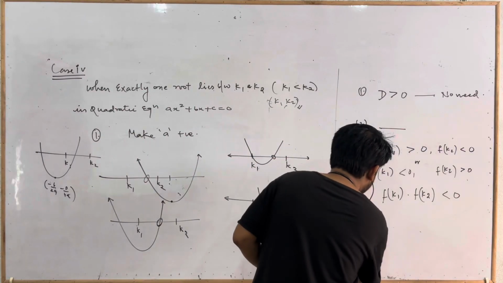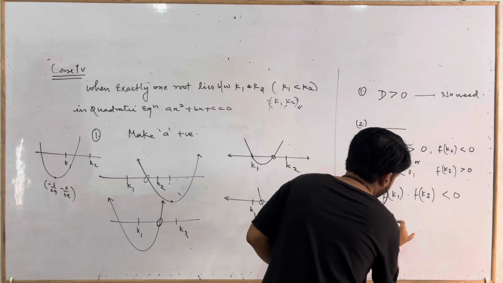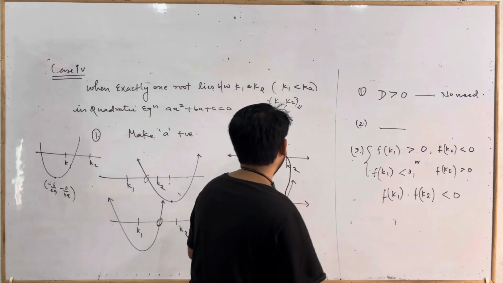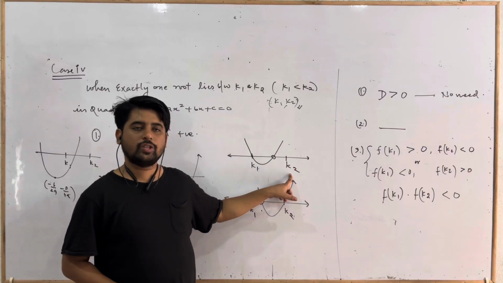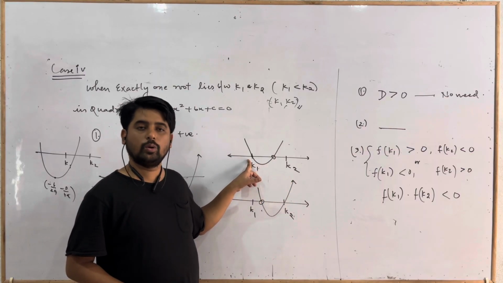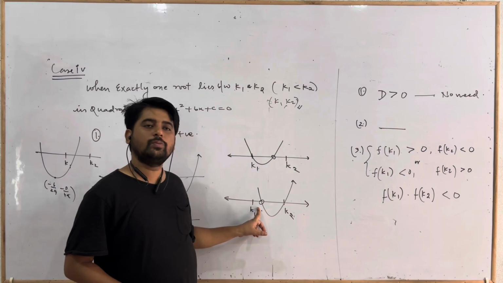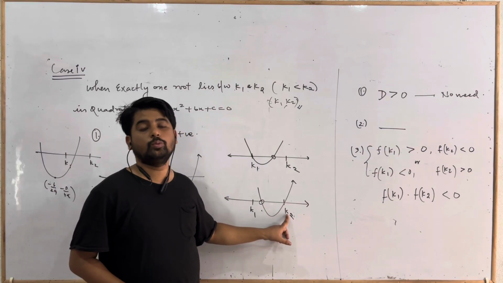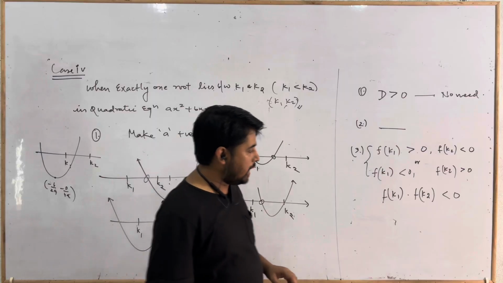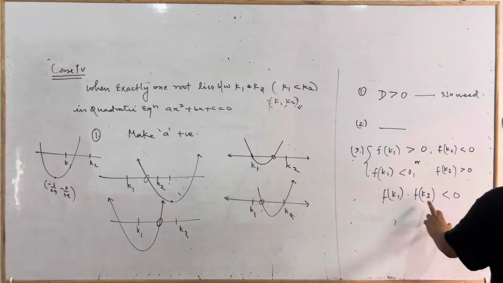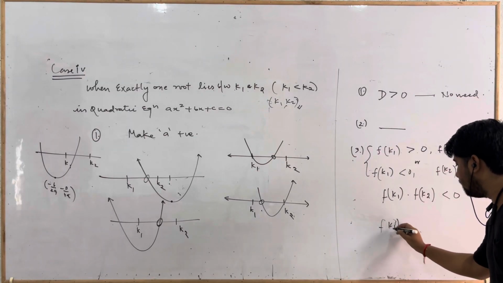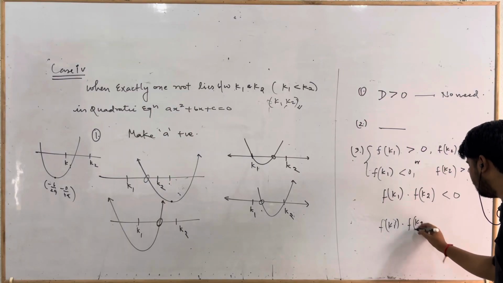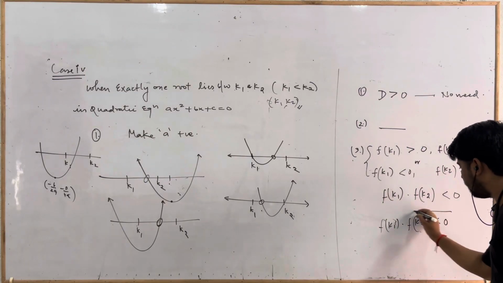So what is the final result here? One thing is also there. Look at these two cases. In this case f(k1) is positive, but at the same time f(k1) is 0. In this case f(k1) is positive, but f(k2) is 0. So someone can say that f(k1) into f(k2) can be equal to 0 also. I will agree with this point. So f(k1) into f(k2) can be less than or equal to 0.